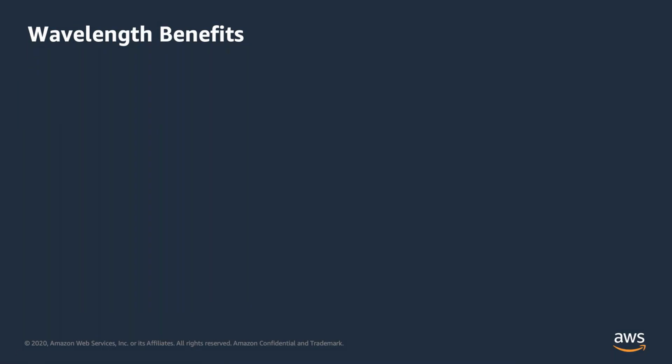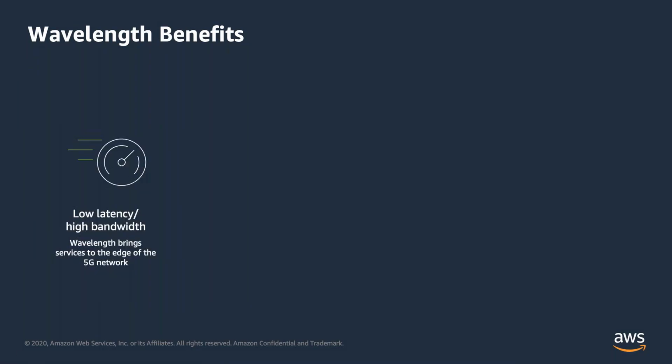Wavelength provides 4 benefits. First, Wavelength brings AWS services to the edge of the 5G network, minimizing the latency to connect to an application from a 5G mobile device. Application traffic can reach application servers running in Wavelength without leaving the mobile network. This prevents the latency that would result from multiple hops to the internet and enables customers to take full advantage of the advancements of 5G.